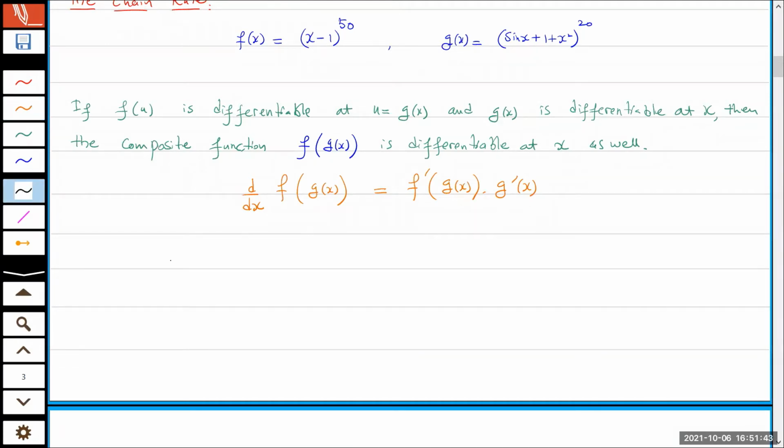Now suppose that my function f depends on u. Let's write y equals f of u.